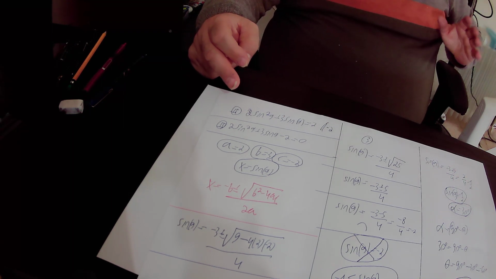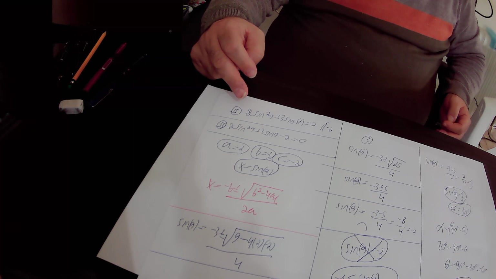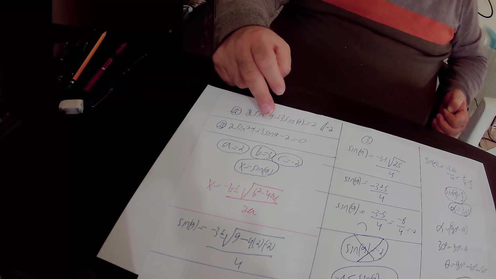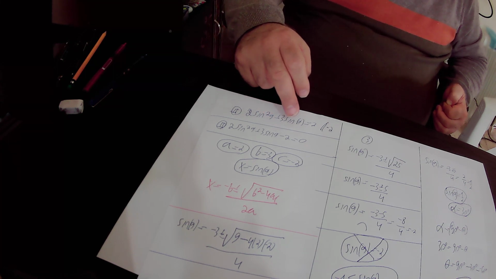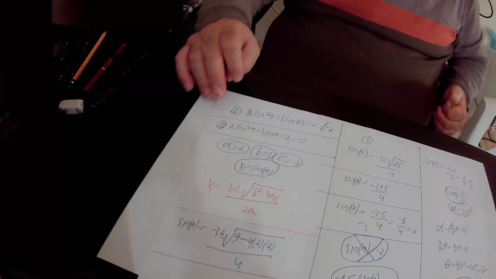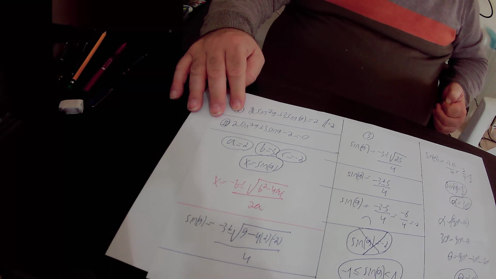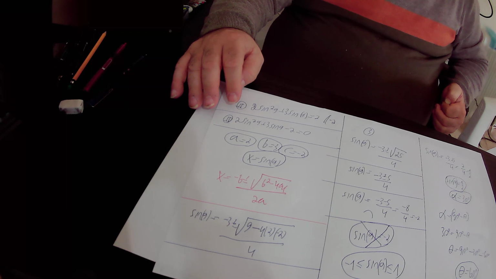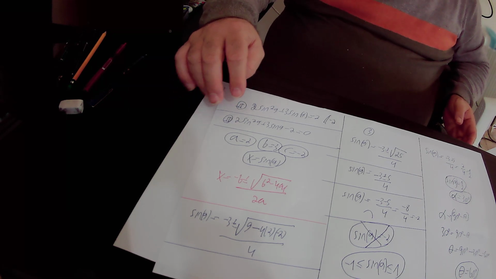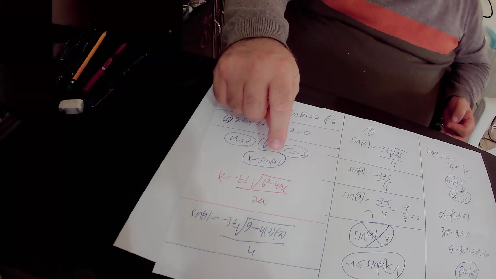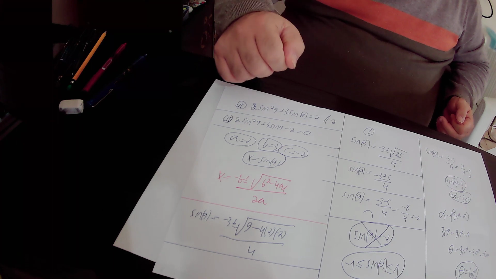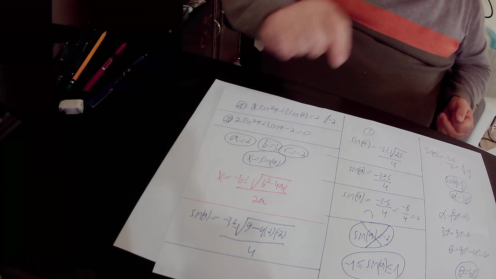So here we have a quadratic equation. The coefficient a in this quadratic equation is 2, the coefficient b is 3, the coefficient c is minus 2. And the variable that we are looking for, x, is sine alpha. The general formula for solving the quadratic equation is x equals minus b plus minus square root of b squared minus 4ac, over 2a. Here x equals sine alpha.